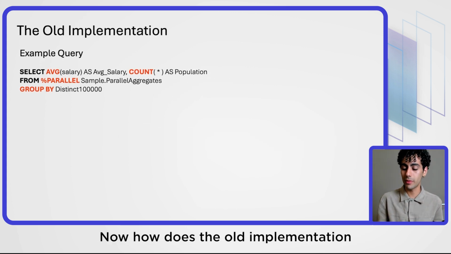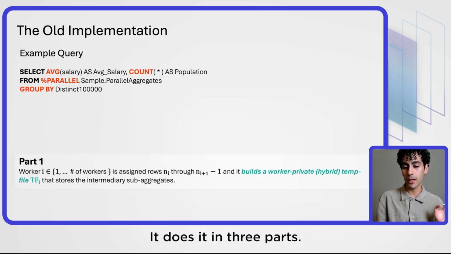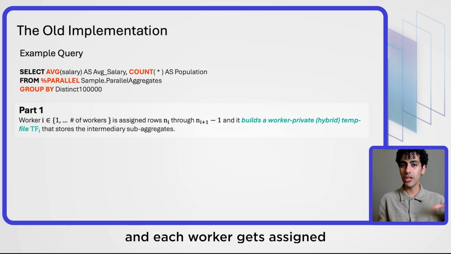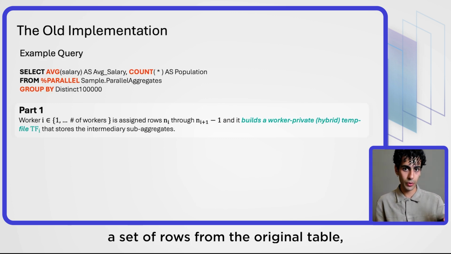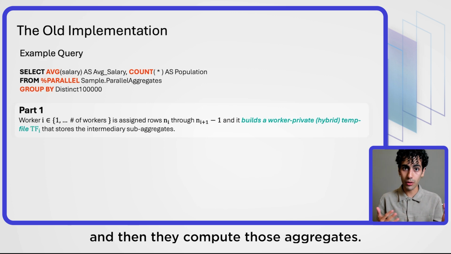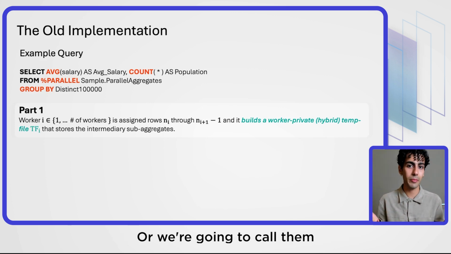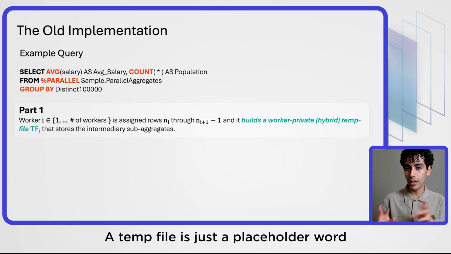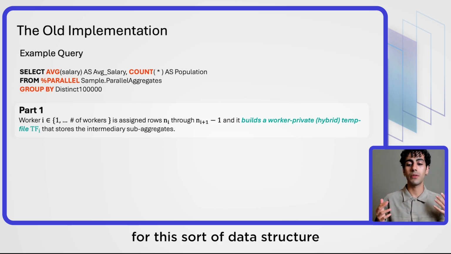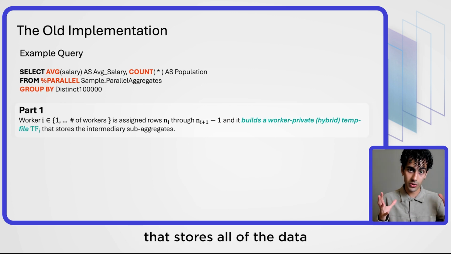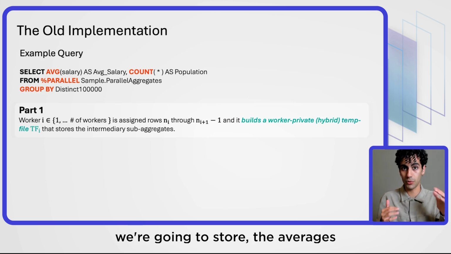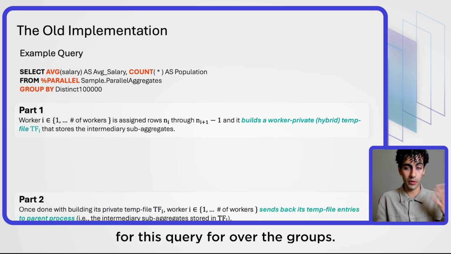Now, how does the old implementation go about implementing this? It does it in three parts. The first one is that we have multiple workers, and each worker gets assigned a set of rows from the original table, and then they compute those aggregates, or we're going to call them an intermediary set of results, and they put them into what we call a temp file. A temp file is just a placeholder word for this sort of data structure that stores all of the data before we read it back to the user. In this case, in those temp files we're going to store the averages for this query over the groups.